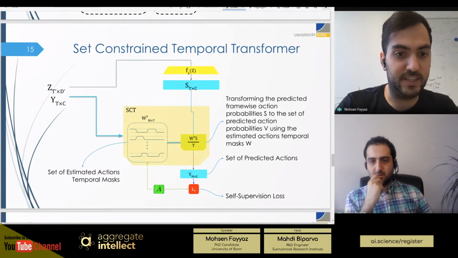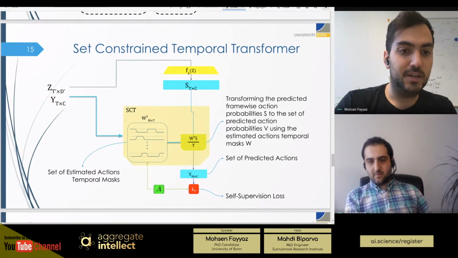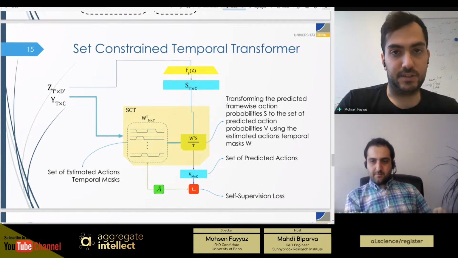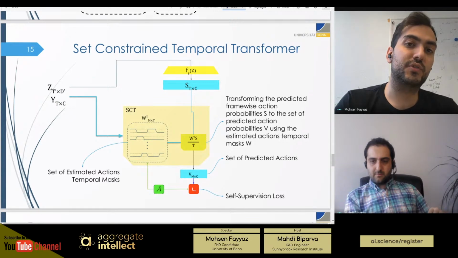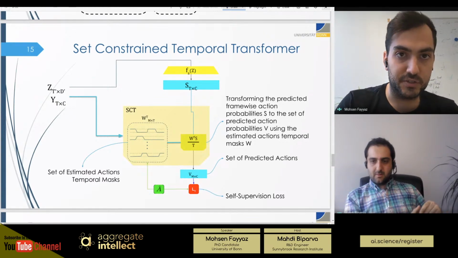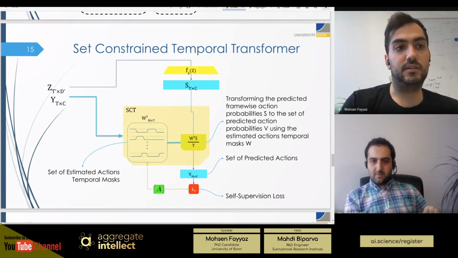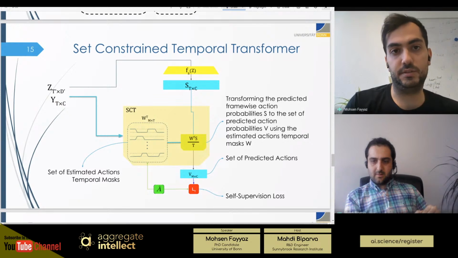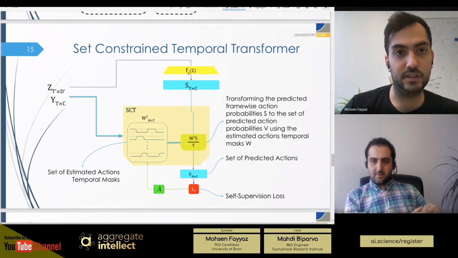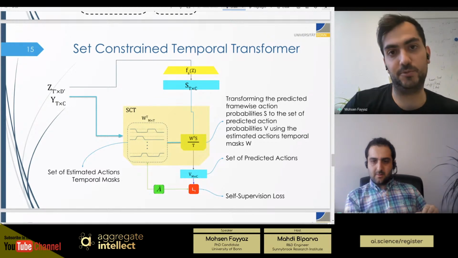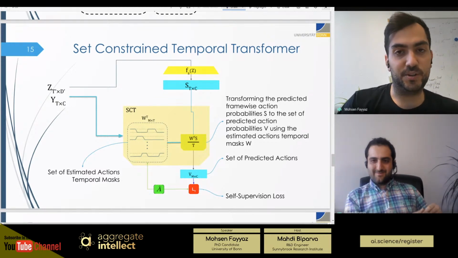The point here is that, again, like the previous work, we use some masking technique. But how can we create our masks here? In the previous work, we knew the order of actions and we knew the length of each action. So we had this position and the length, and we could easily generate masks. Here, we don't have the order of actions, so it's not that easy.